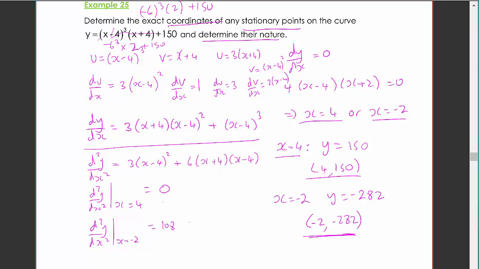And then that's going to be add 6 times 2 times negative 6, which is negative 72. So in actual fact, that's equal to 36, which is positive. And when the second derivative is positive, that implies that we have a minimum point. So this one here is a min. So that's the nature of that particular point.